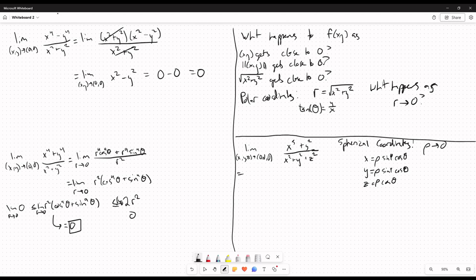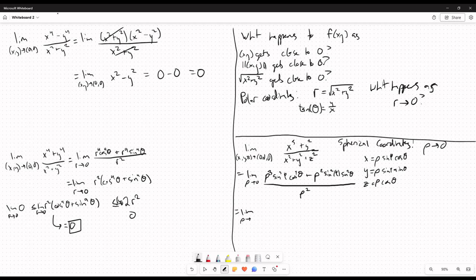So if we convert this over, we're going to get the limit as rho goes to 0 of rho cubed sine cubed of phi cosine cubed of theta plus rho squared sine squared of phi sine squared of theta, all of that over x squared plus y squared plus z squared, which is just rho squared. I can cancel out some of my rhos, but not all of them.